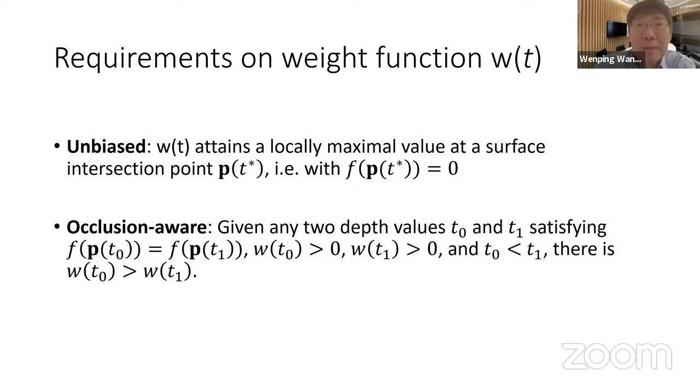Here, in order to design a correct weight function, there are two basic requirements. Simply, it's called unbiased, which I explained already. The second is called occlusion aware, because in a volume rendering setting, there are often multiple surfaces along the ray. You do not want the surface at the background or behind the front one to be dominant. You should always see the front surface more clearly.